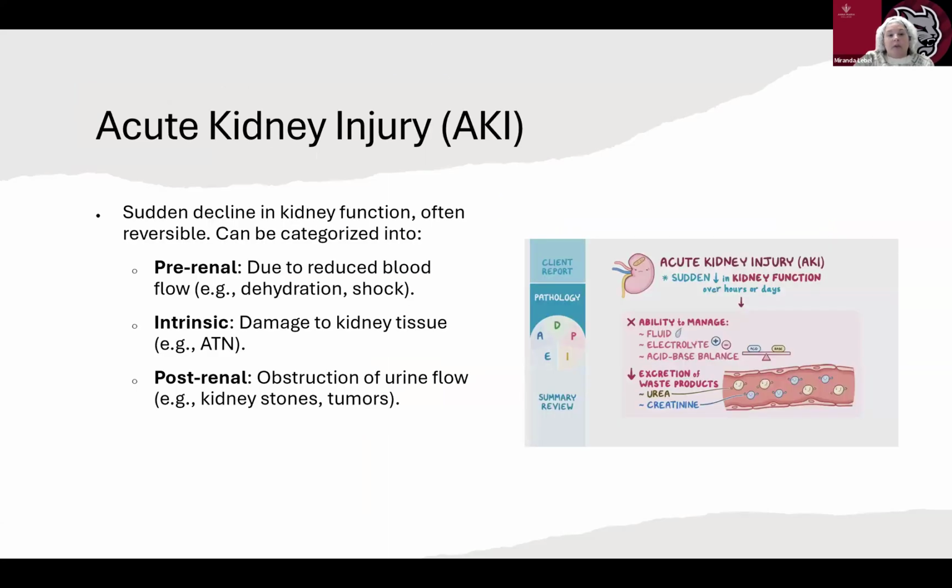Then we talk about acute kidney injuries. Again, acute. So it's a sudden decline in kidney function, often reversible, and it can be categorized into pre-renal, intrinsic, and post-renal. It's really wherever the problem is. Is it before the kidneys, in the kidneys, or is it after the kidneys in those ureters? So again, another little infographic to help you.